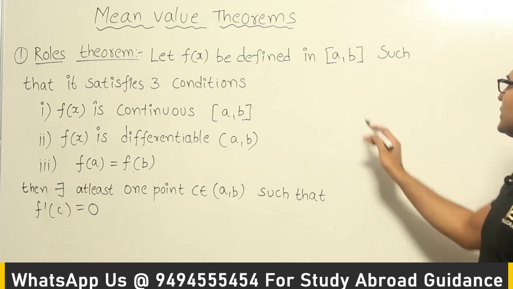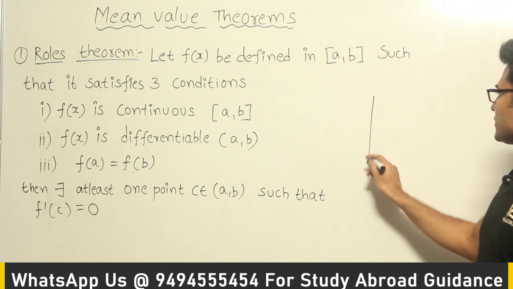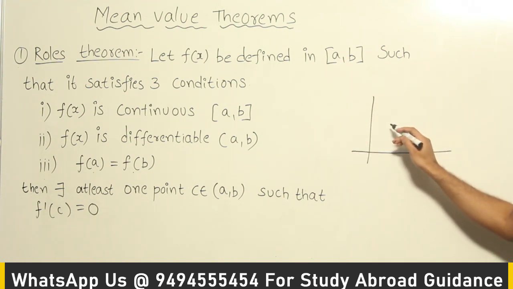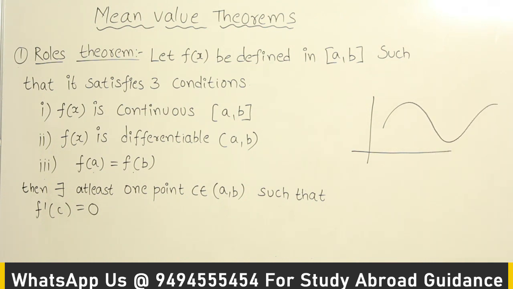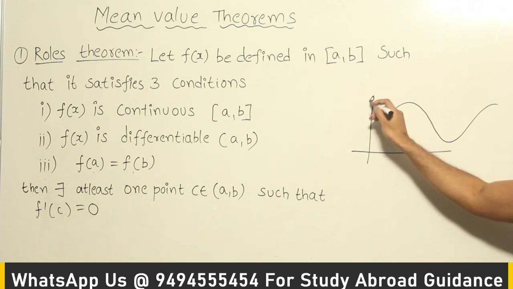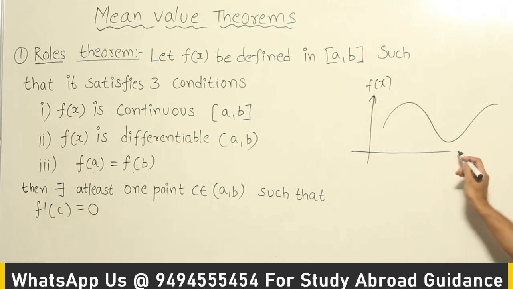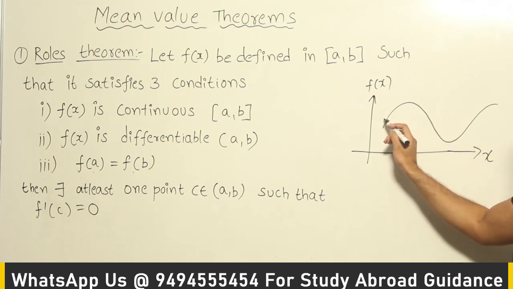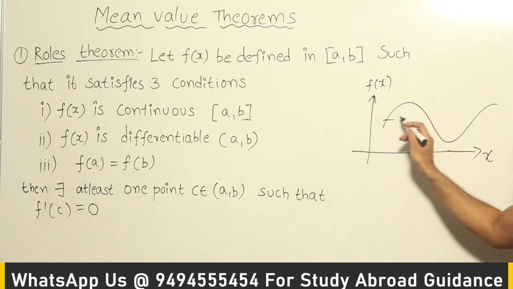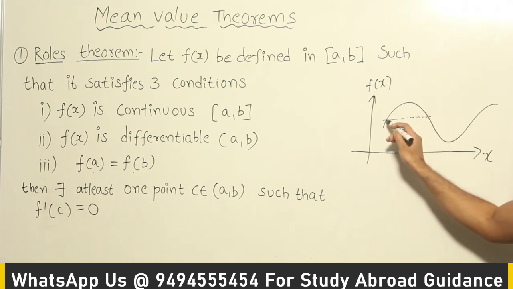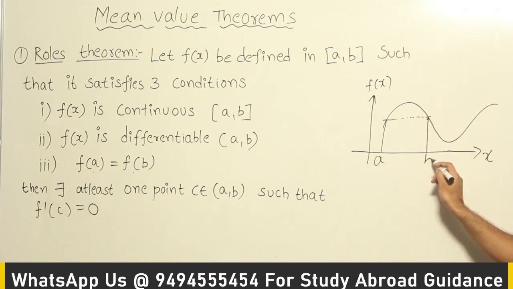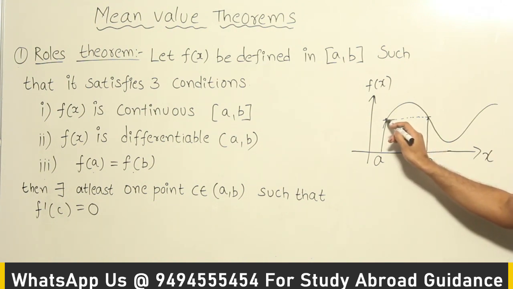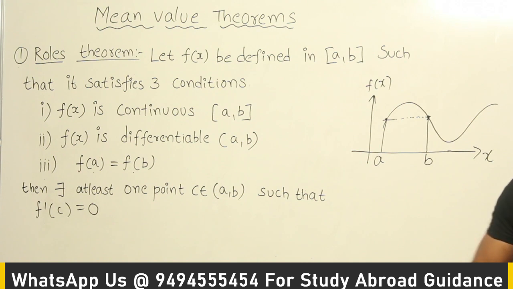So what they are trying to say is, let us say there is a function here, and assume that the function is moving something like this. Now this is f of x, the function, and x is the values, right? So you can take 2 points here, let's call one as a, and let's call this one as b. Now if you see these points, f of a is equal to f of b, isn't it?